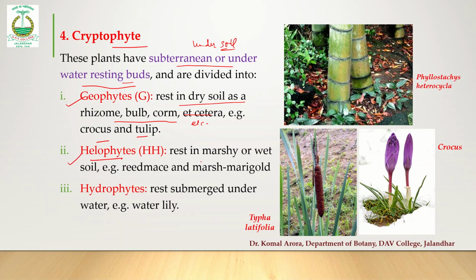Helophytes are which are found in marshy areas. So in the marshy areas, the buds are present in the mud. Okay, you have studied many marshy area plants. We have marsh marigold, there is reed mace, you have typha. Then another is hydrophytes. Hydrophytes in which buds are present in water. So these are the plants. They may be submerged hydrophytes. They may be present on the surface, but buds will always be underwater. Example is water lilies. Now this is typha. This is an example of the helophytes.